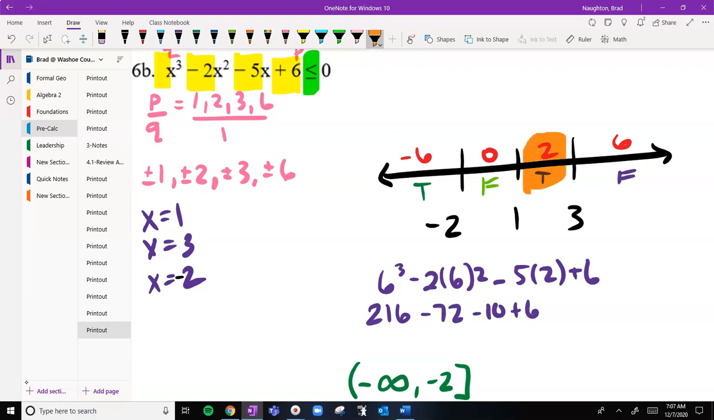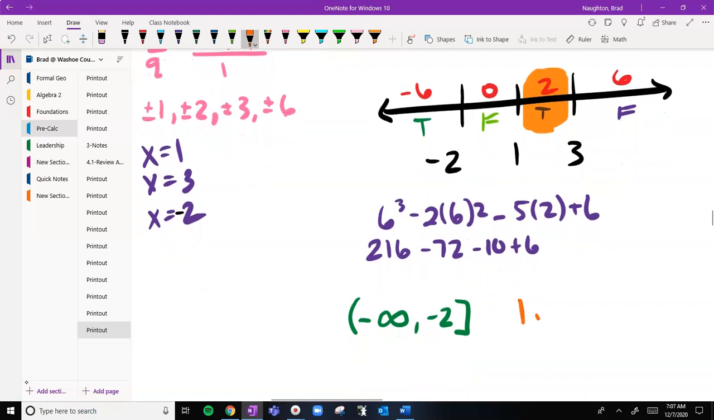So the thing that I'm missing is this true section in here. Because it's in between these two zeros, we're going to say, okay, it's in between 1 and 3, and then brackets because it's or equal to with our union in between.